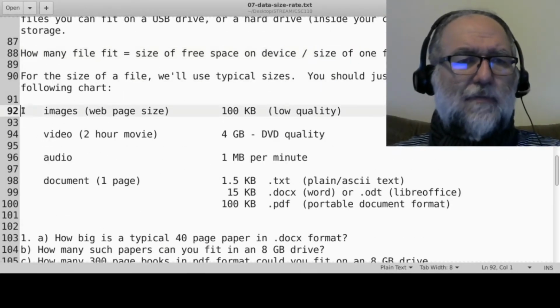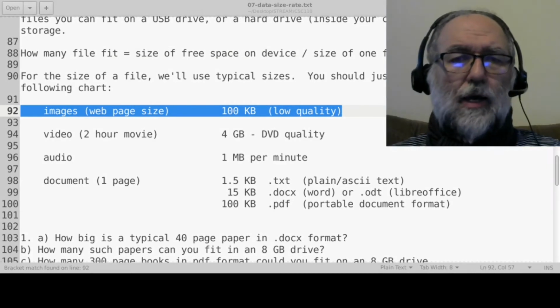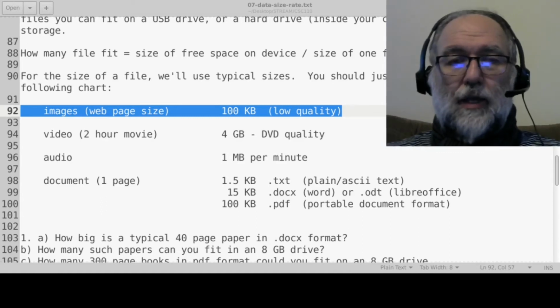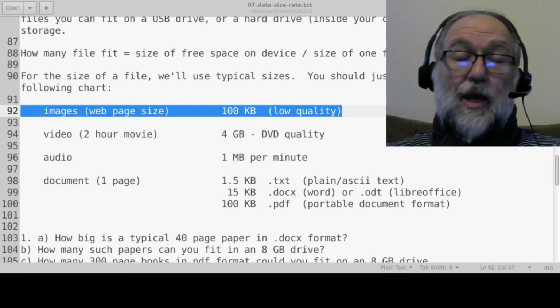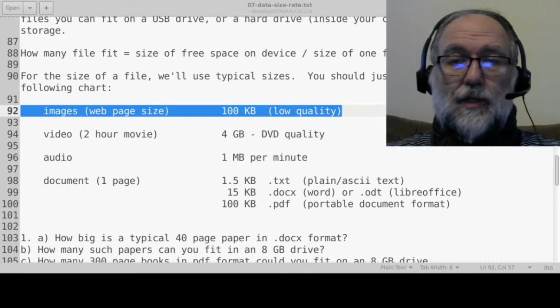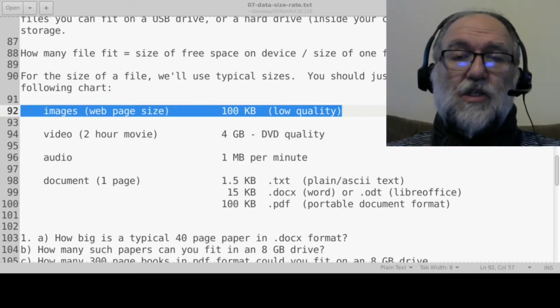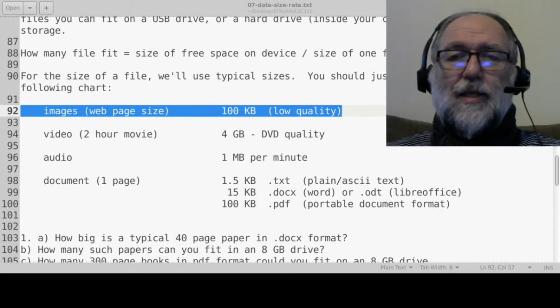So the first type of file is images. These are images that you would see, like a picture on your screen. Now, pictures can be really high quality or they can be low quality. Most of the images on a web page are low quality, and the reason you want a low quality image on a web page is because you want it to download quickly, and you know how long you spend on a web page, just seconds.